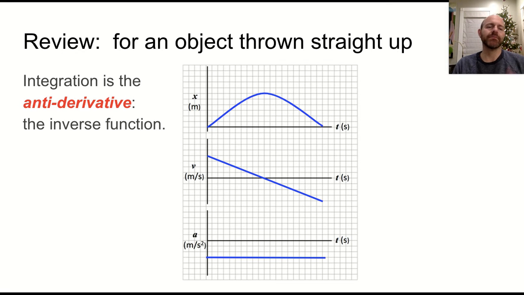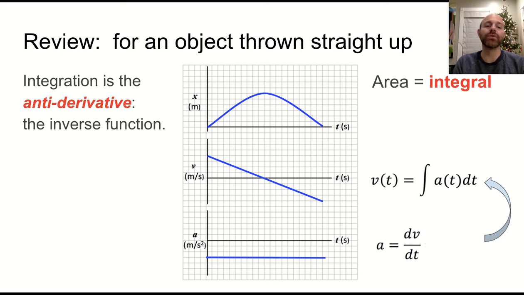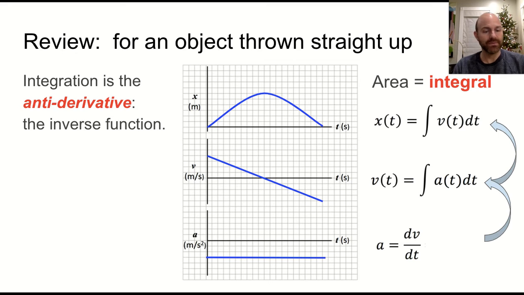Integration is basically, for our purposes here, the antiderivative. It is the inverse function of what we are doing to get a derivative. So an area is an integral, right? We integrate the acceleration with respect to time to get the velocity at a particular point. We integrate the velocity with respect to time and evaluate it at a particular point to find the position at a particular point.